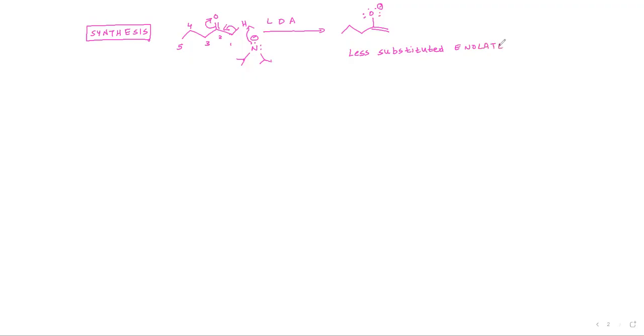Less substituted enolate ion is always obtained by treating with lithium diisopropylamide. So LDA is nothing but lithium diisopropylamide. This is the structure of LDA, N minus, Li plus, diisopropyl, a sterically hindered base. So this is the structure of your LDA.